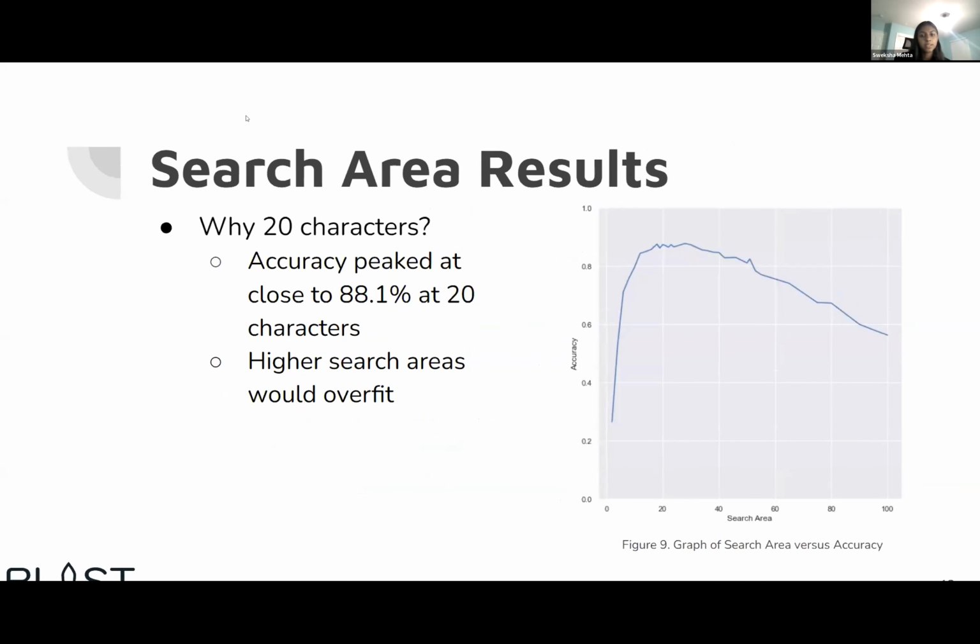Initially, the search area was set to 20 characters, which meant the algorithm compared 20 characters before and after missing sequences in the model organism Mus musculus to corresponding sequences in the similar species, namely Mus caroli and Mus pahari. So why did we end up using 20 characters? Well, we initially performed tests to determine the optimal value for search area, and as you can see in figure 9, which is a graph of search area versus accuracy, accuracy peaked at close to 88.1% using a search area of 20 characters and dipped beyond this point.